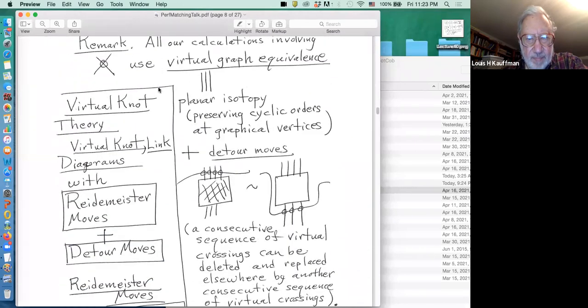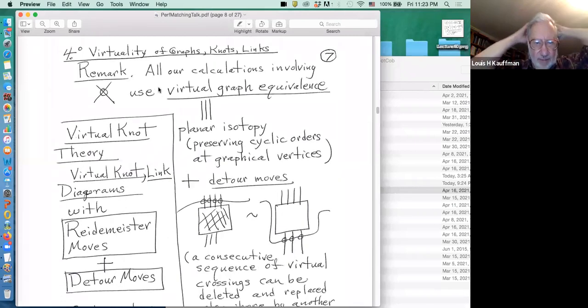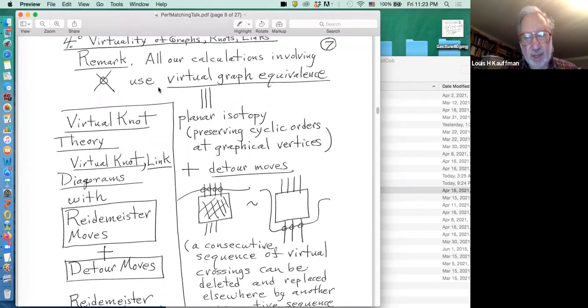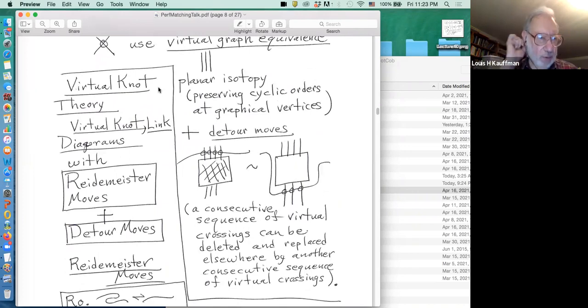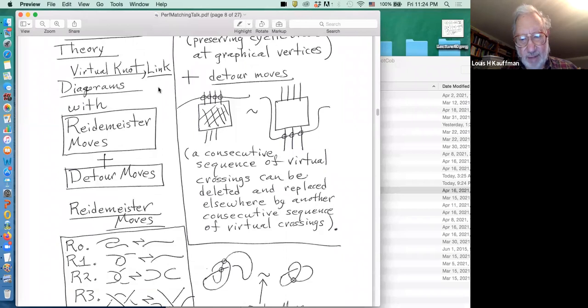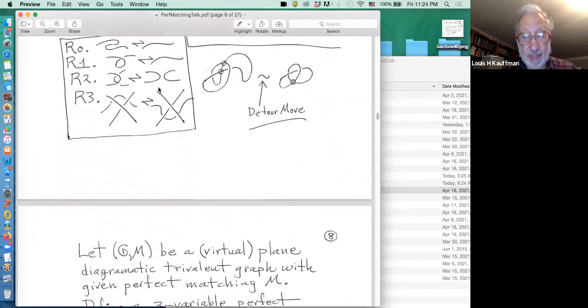And then there's the matter of virtuality for graphs. When I speak about graphs, I can have virtual crossings in the graphs, but I don't have Randomizer moves necessarily. And I may want to create new moves on the graphs that could correspond to Randomizer moves. But I will always have the detour move, you see, because the detour move is always what we want when we have virtual crossings. We have an immersion of a graph in the plane, and we want to be able to cut out a consecutive sequence of virtual crossings and put it somewhere else. That just allows us to move the graph around and get different graph embeddings, immersions. All right.